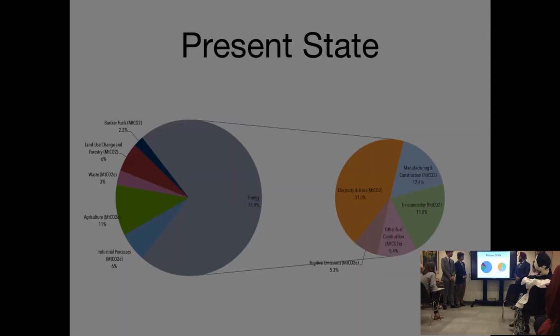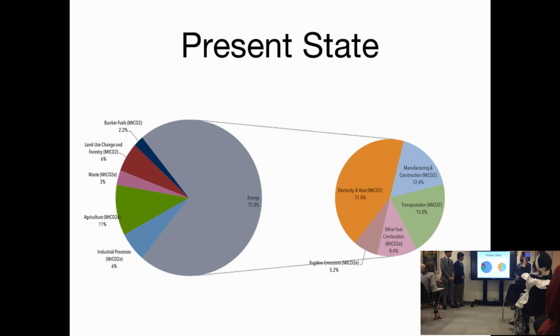Next slide. Talking about what contributes to these gases in the air, first is energy production, which contributes 72% of the greenhouse gases. Combustion of fuels contributes 2.2%, land usage and forestry 3%, waste 3%, agriculture 11%, and industrial processes 6%. So our main focus is energy.